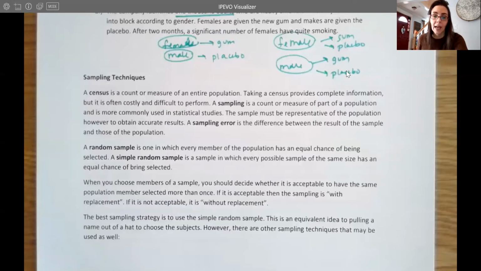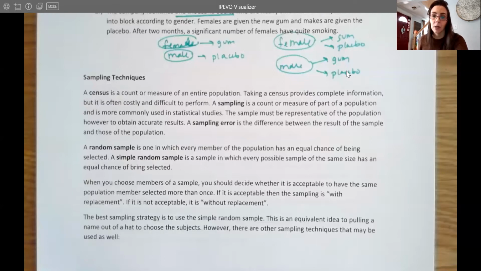A sample is a count or measure of part of the population, so we've talked about samples, and is really much more commonly used in statistics. However, the sample must be representative of the population to obtain accurate results. And sampling error does occur. It's the difference between the results of the sample and those of the population. So your sampling error is really that difference between what you get for your sample data and what the answer really should be if I had the whole population data.